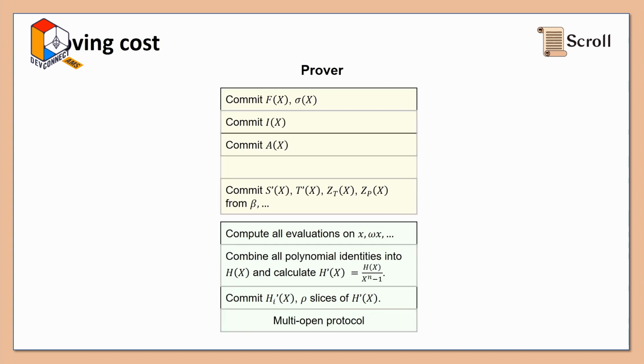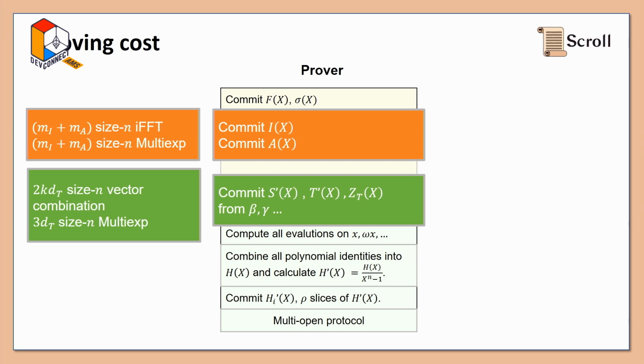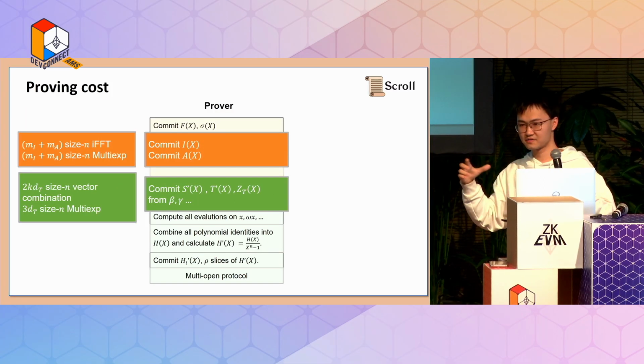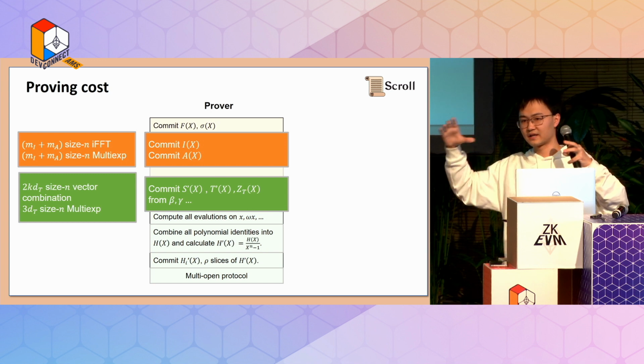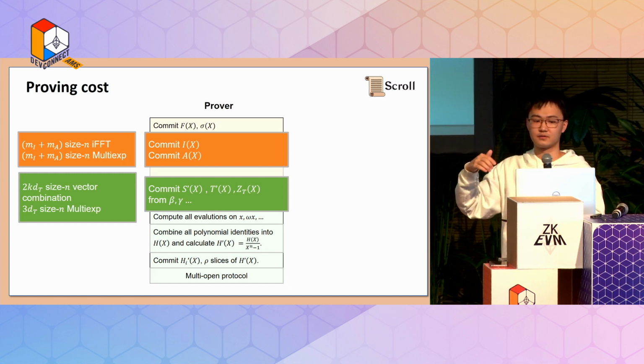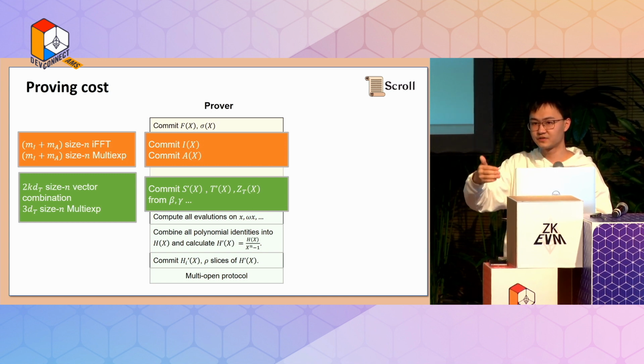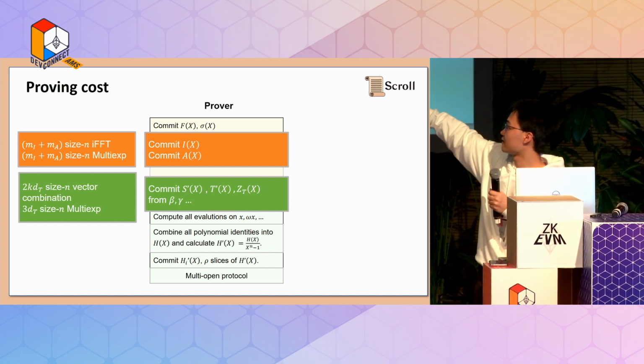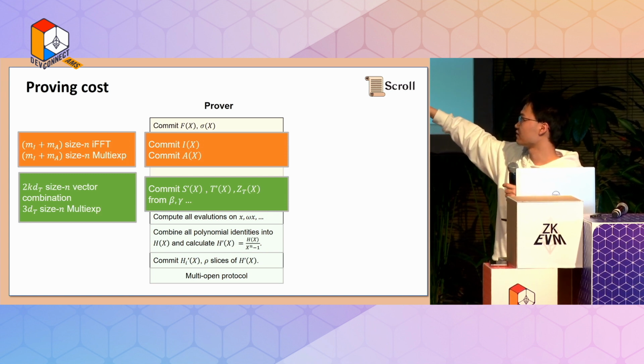Now let's look at the proving cost. To commit to i(x) and a(x), which are the instance column and the advice column, you need to do two operations. Firstly, to get the instance or advice polynomial: after filling up the witness table, you get a table full of witnesses, and to get the polynomial you need some FFT to interpolate. So you need m_i FFTs, where m_i is the number of your instance columns, and m_a is the number of your advice columns.